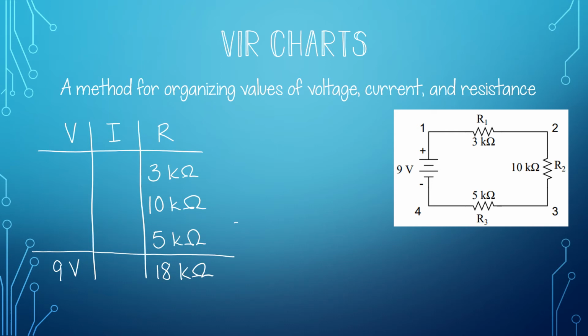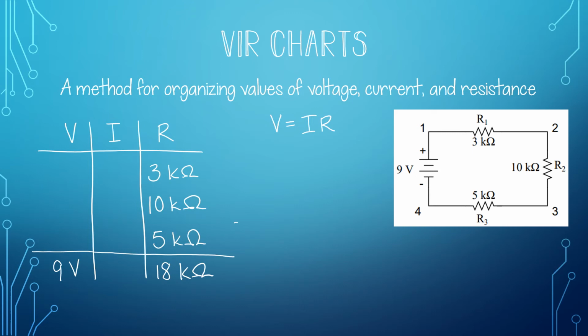It's totally fine for you to leave this in kilo ohms in my chart. However, when we're doing calculations, you need to make sure you're converting to ohms, since that's the standard unit for resistance. So now we want to fill out the rest, because my goal here is going to be to find the voltage and the current for each resistor, as well as the current that's traveling through the battery. In order to do so, I'm going to be using Ohm's law, V equals IR.